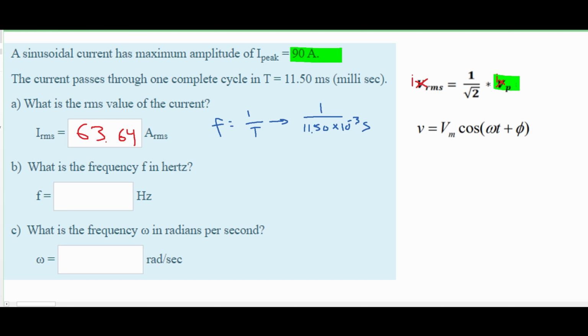So when we plug into our calculator, we're going to have 1 divided by left parenthesis 11.50 times 10 to the negative 3 right parenthesis, and that is going to give us 86.96. That's the answer for part B, and now we're going to go to C.